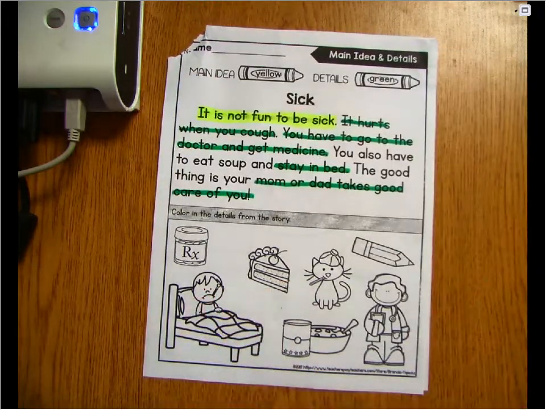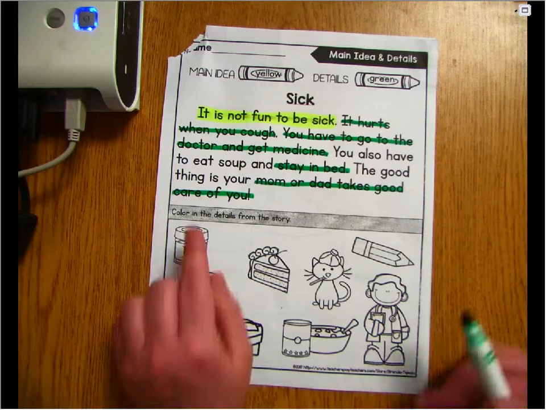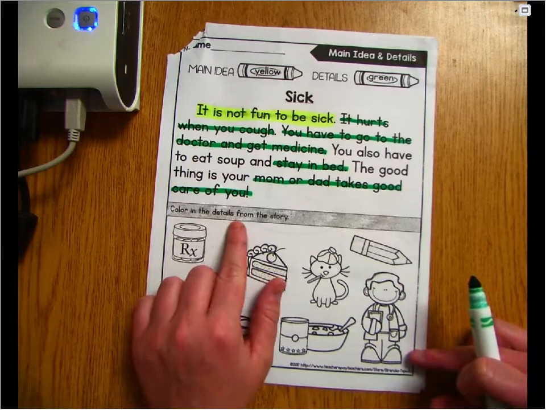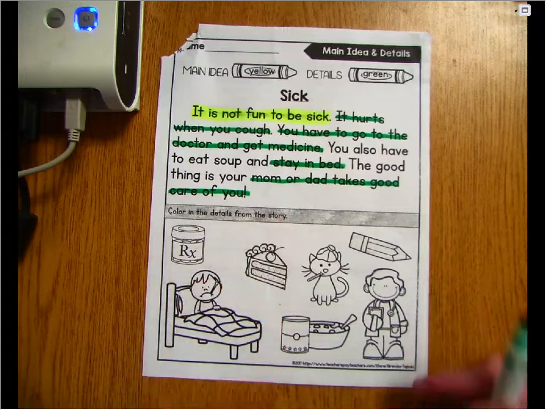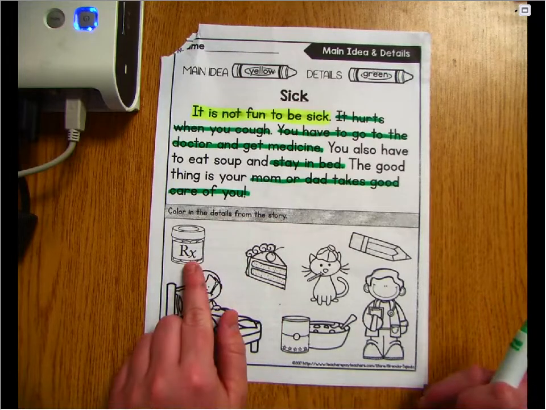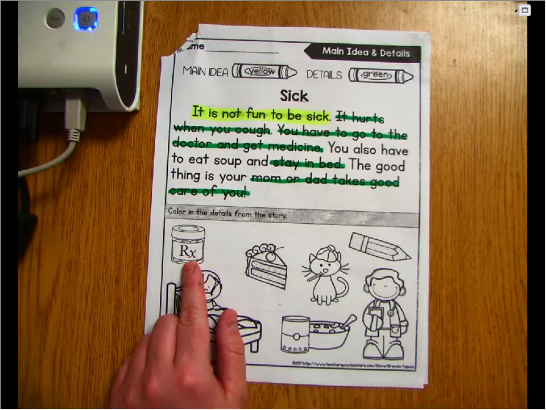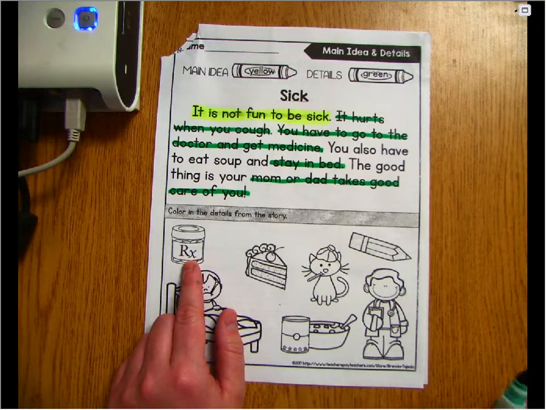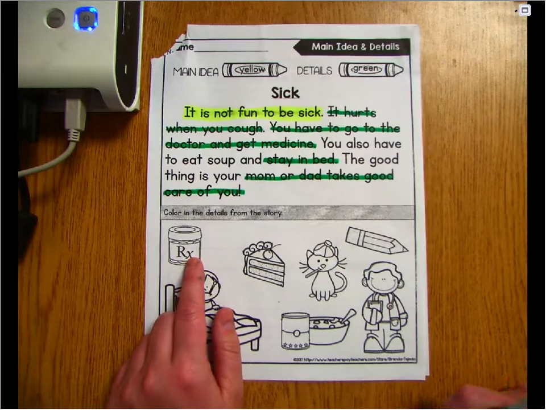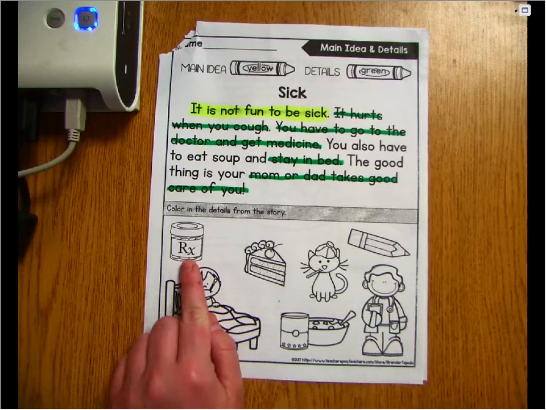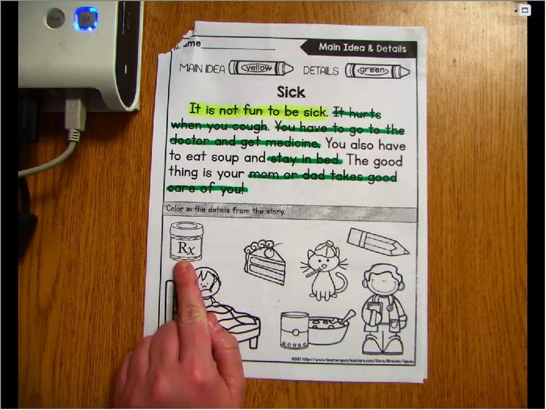Now, at the bottom part, you can pick whatever color you want, and you're going to be coloring in the details from the story. In this part, I'm going to tell you what the picture is, and then you're going to choose if it should be colored in because it's a detail or if it should not be colored in. This first one is a little bottle of medicine.